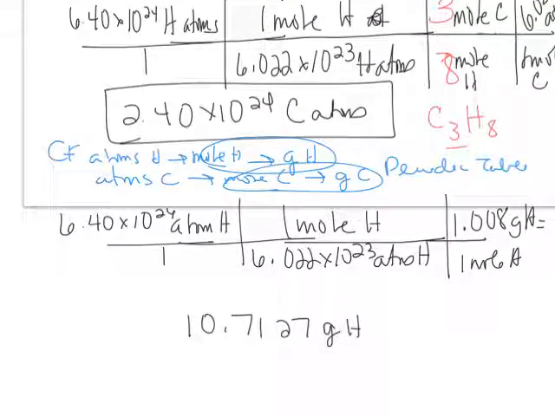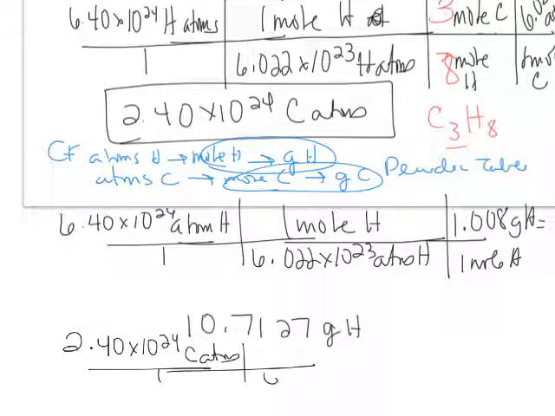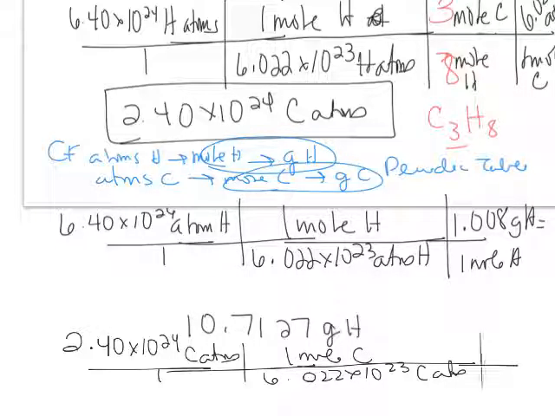Now we have to do the same thing with carbon. We worked out 2.40 times 10 to the 24 carbon atoms over 1. We use Avogadro's number, 6.022 times 10 to the 23rd carbon atoms in 1 mole of carbon. And then 1 mole of carbon, from the periodic table, is 12.011 grams of carbon. So carbon atoms cancel out, mole of carbon cancels to give us grams of carbon. We put that in our calculator: 2.40 e 24 divided by Avogadro's number, e 23, times 12.011.